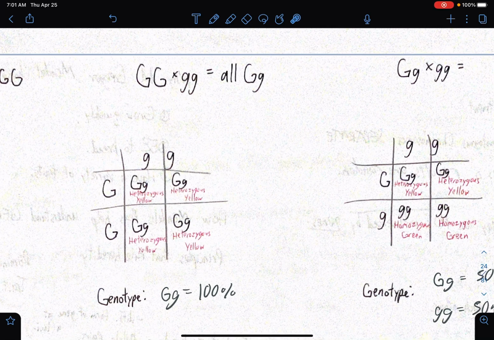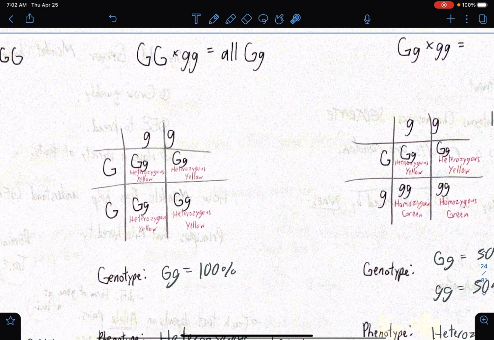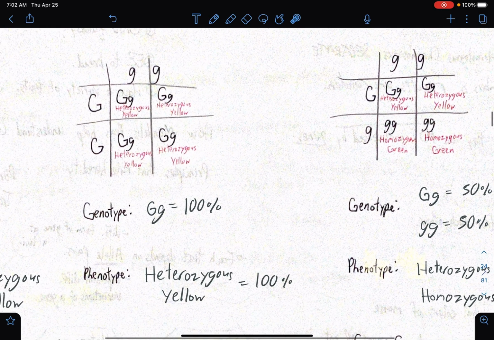And the color, the capital G stands for yellow, right? So whatever is dominant will be the dominant color. So instead of writing green, we write yellow. So 100% capital G small g, or in other words, heterozygous yellow.